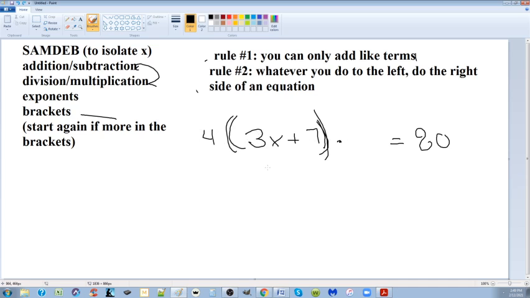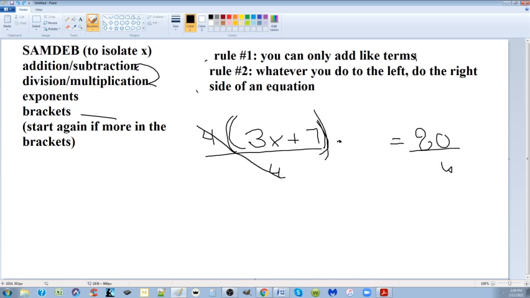Well, I have a 4 multiplying the whole thing. What do I do to get rid of it? I divide by 4. And later I want you to practice instead multiply by the reciprocal, which ends up being the same thing. But sometimes over here, it's better to have it like that. In this case, it's not going to matter. So I'm going to divide everything by 4 on both sides. Rule number 2, both sides.